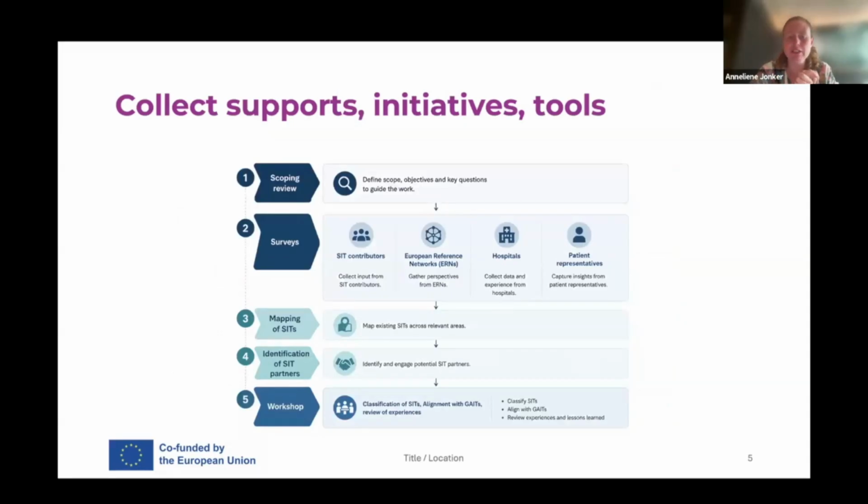So in order to do this, we've tried to bring together a number of sources from the European community, and the entire community came together and helped us bring all the different tools, incentives, and platforms together. We've had an open survey, we've consulted the different European reference networks, we've done a number of surveys in hospitals and healthcare providers, and we've done surveys with patient representatives. And we asked each of them: what are the tools that you're using? What are the platforms you're using? What are the initiatives that you're using?